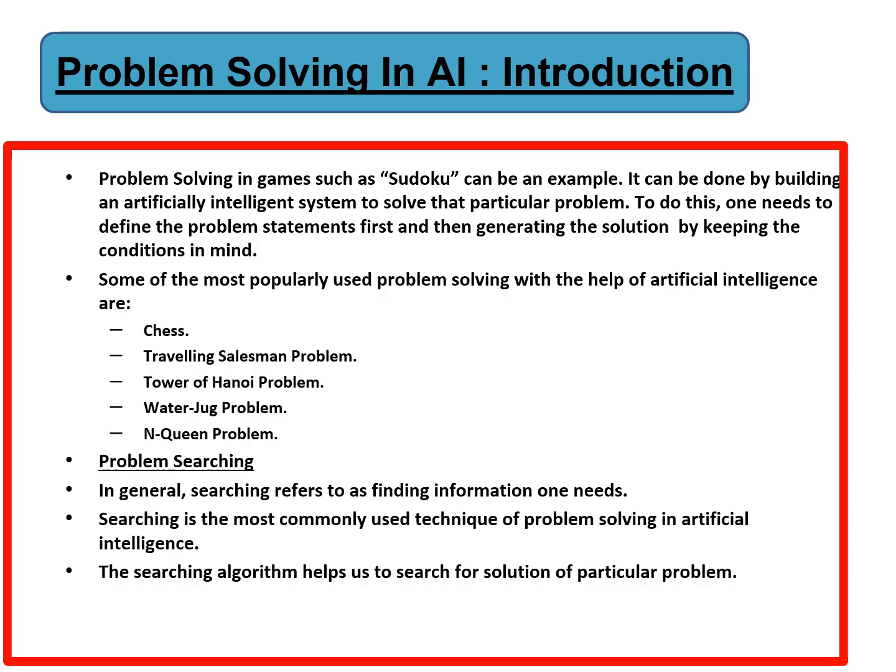Good real-time examples are chess, the traveling salesman problem, Tower of Hanoi, the water jug problem, and the N-Queens problem. We can take the traveling salesman problem as an example. The problem is that a salesman must visit multiple cities exactly once and return to the starting city while minimizing the traveling distance. So the ultimate goal of AI will be to find the shortest possible route. Applications are delivery, routing, logistics, and transportation planning.